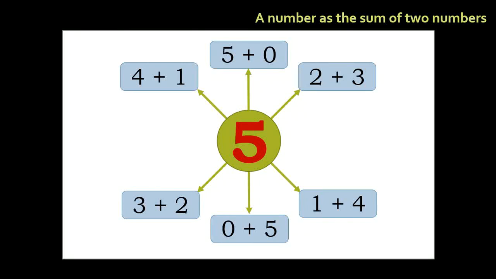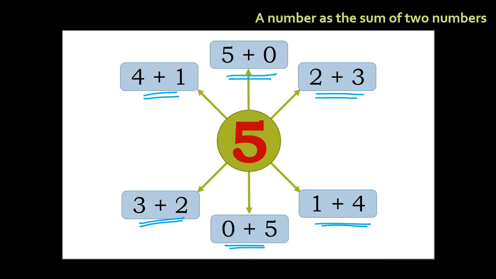Similarly, 5. So 5 may be written as 5 plus 0 or 0 plus 5, or we can write it as 1 plus 4 or 4 plus 1. 4 plus 1 is 5, or 1 plus 4 is also 5, 2 plus 3 is 5, or 3 plus 2 is also 5. Like this, a given number can be expressed or written as sum of two numbers.